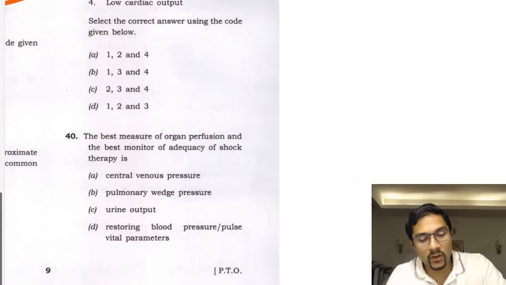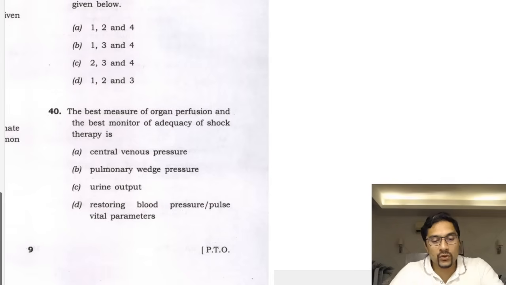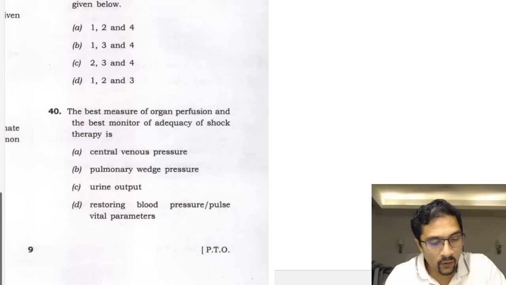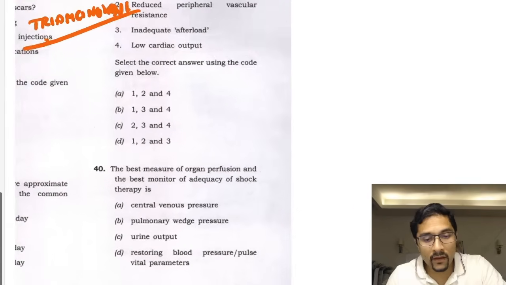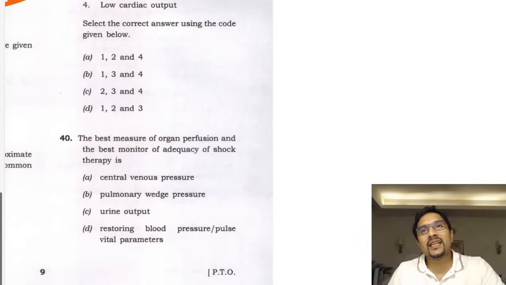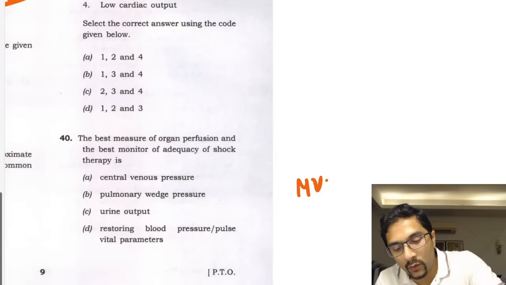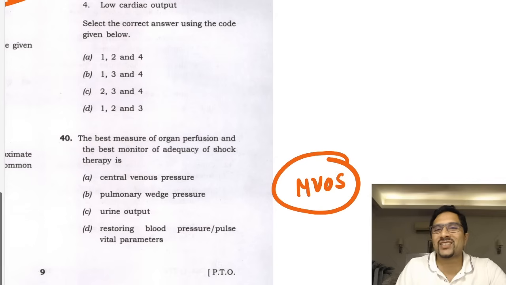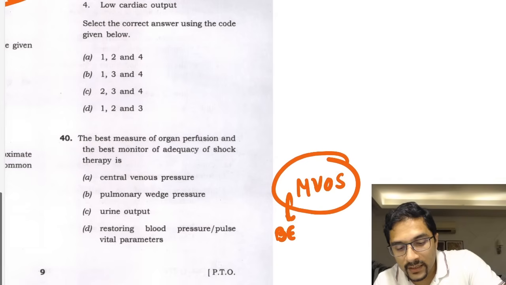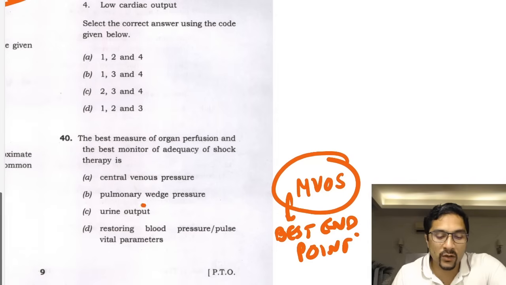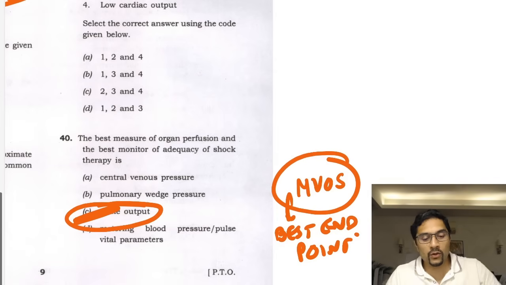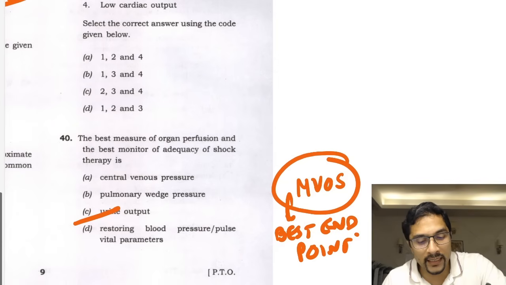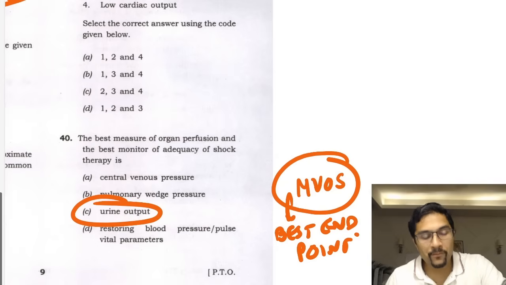Now the last question was the best measure of organ perfusion and the best monitor of adequacy of shock therapy, right? So here we know that if the option of MVOS, mixed venous oxygen saturation, was there, that would have been the best end point of resuscitation. But here, because this is not mentioned, you will mark urine output, right? Urine output would tell me if organ perfusion and adequacy of shock therapy is working or not.